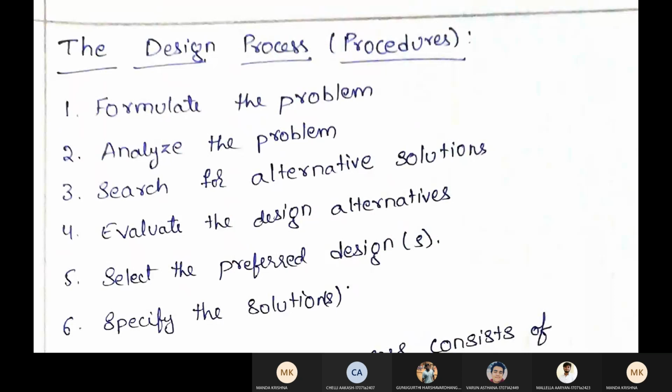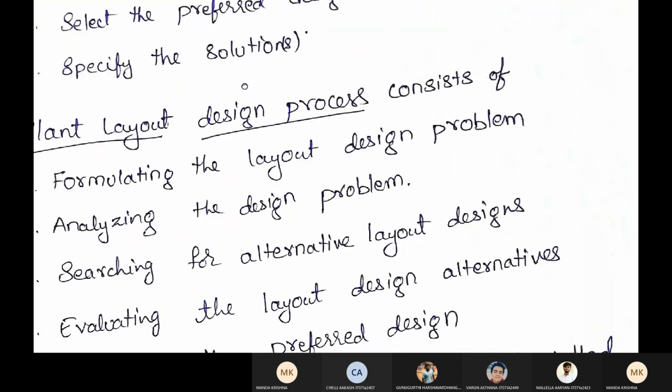What is the problem we have to see first in order to go for the plant layout? Whatever facilities are there, we have to take care, and then we have to analyze those problems for which product we are going to make the layout, and any other alternative solutions are there, we have to see that, and then evaluate the design alternatives. Then we go for the preferred design and then specify the solutions for that. This is the design process in general.